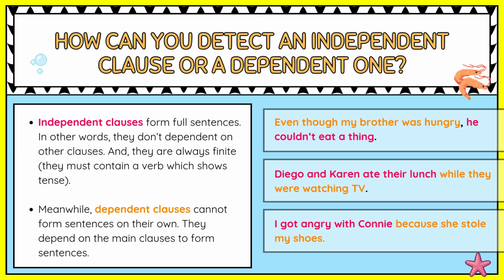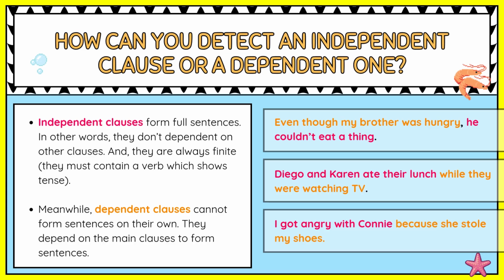It's simple. Independent clauses form full sentences. In other words, they don't depend on other clauses. And, they are always finite, they must contain a verb which shows tense. Meanwhile, subordinate, or dependent, clauses cannot form sentences on their own. They depend on the main clauses to form sentences.